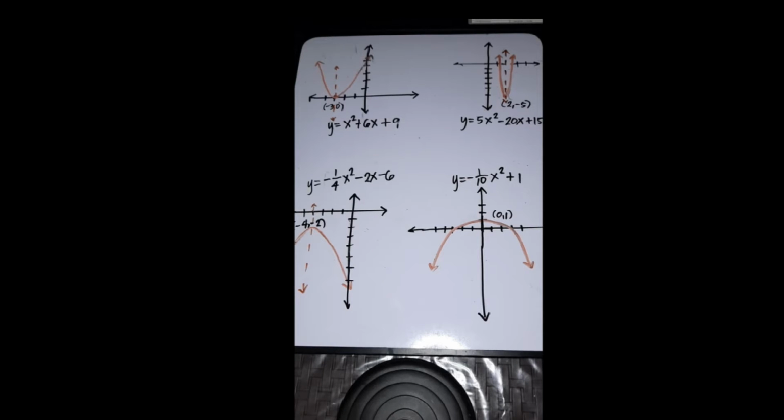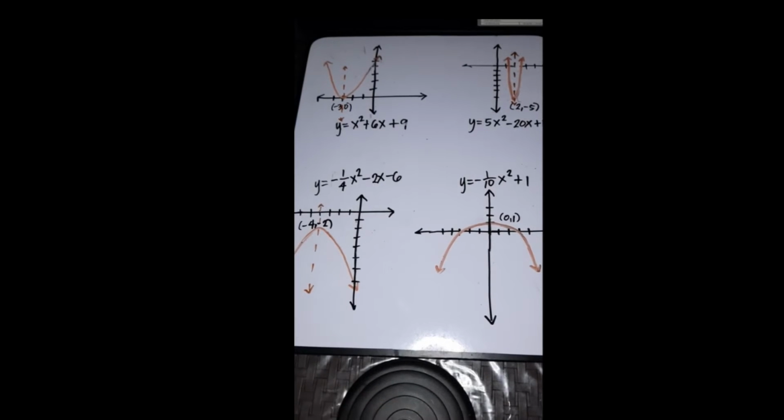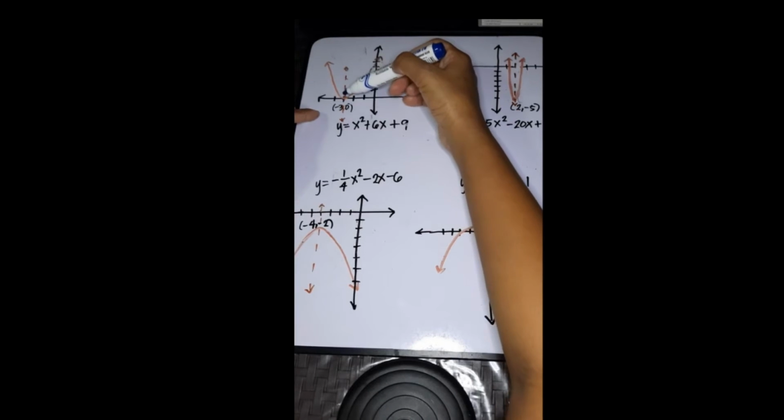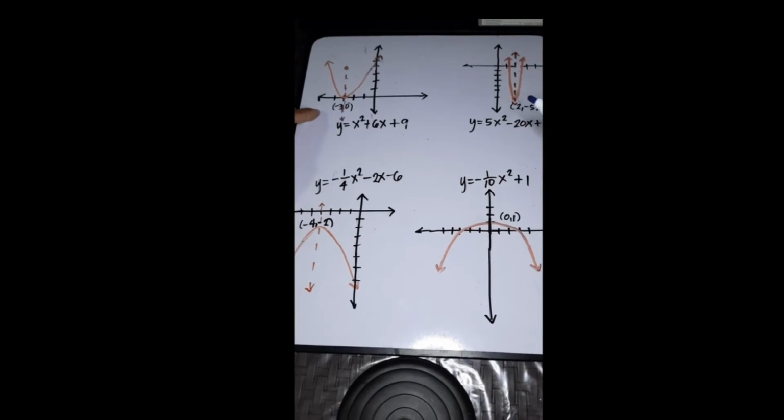Also, the graph of the quadratic function has an axis of symmetry. Ano ba ang axis of symmetry? Axis of symmetry is a vertical line that divides the parabola into two equal parts, such that the half of the parabola is an exact reflection of the other part. So in this figure, this line is what we call the axis of symmetry or line of symmetry.